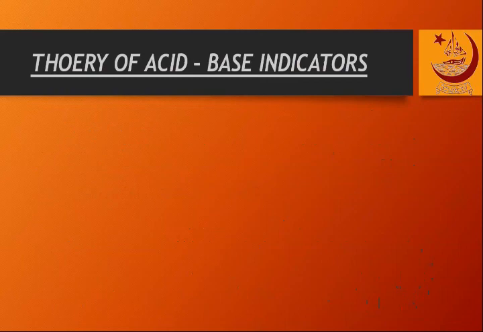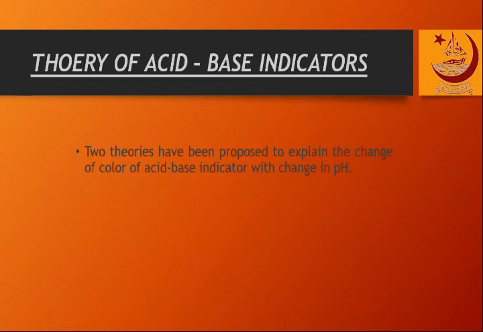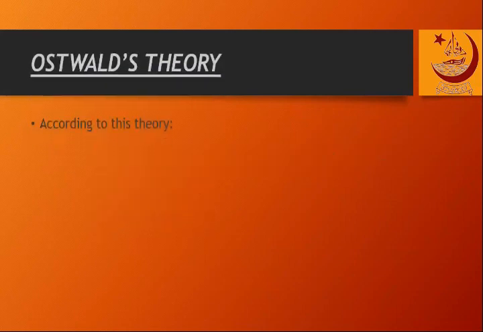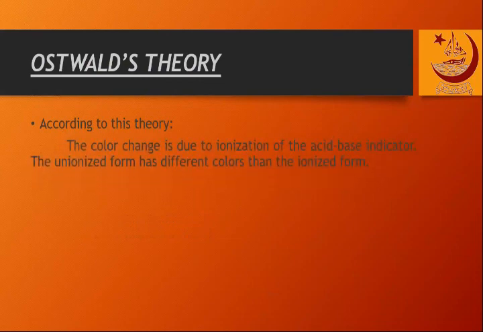Theory of acid-base indicators. Two theories have been proposed to explain the change of color of acid-base indicator with change in pH. The first one, OSTWALD'S theory, and the second one, QUINONOID theory. OSTWALD'S theory. According to this theory, the color change is due to ionization of the acid-base indicator. The unionized form has different colors than the ionized form.